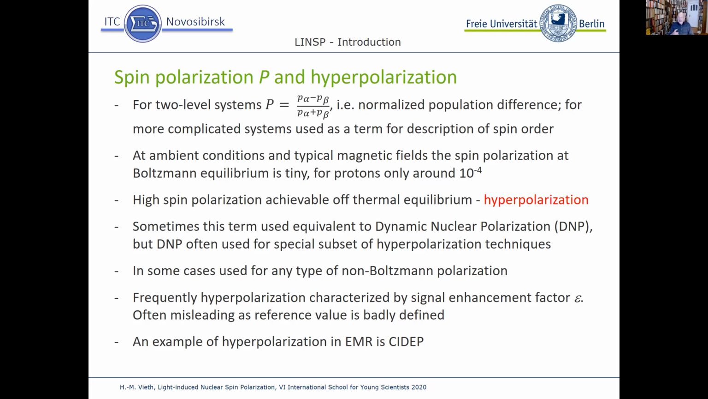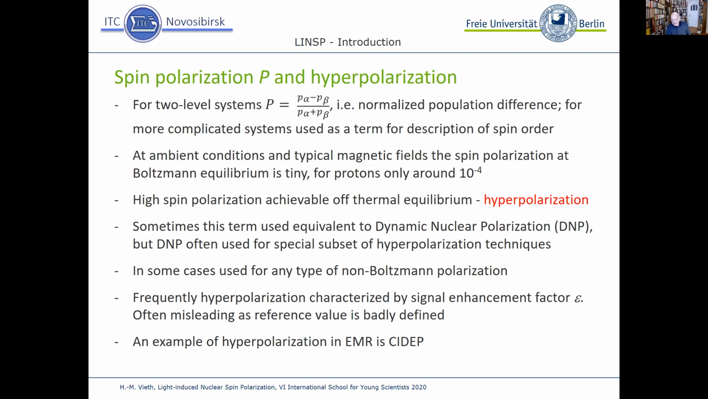To say what gain in NMR sensitivity we got. But this term I will rarely use in my talk because it is usually badly defined. You always have to say where, under what conditions the normal NMR signal is taken, whether at high field, at low field, at cryo temperatures, at ambient temperature, and so on.